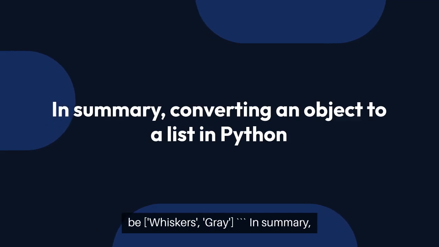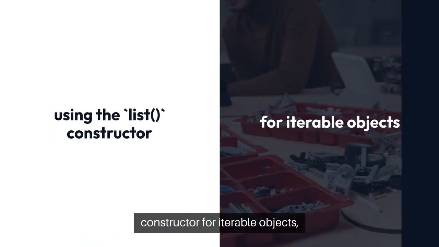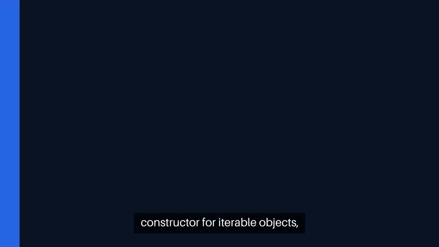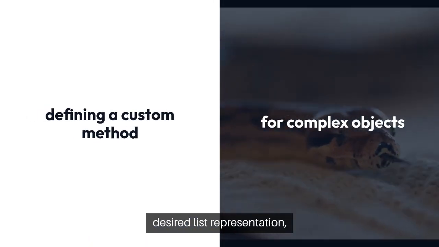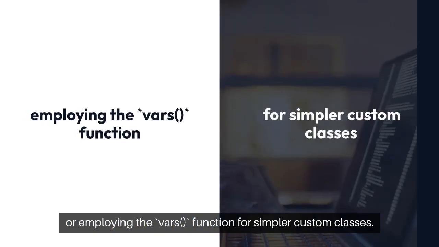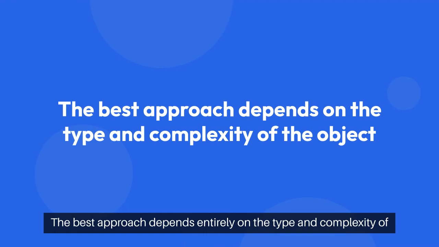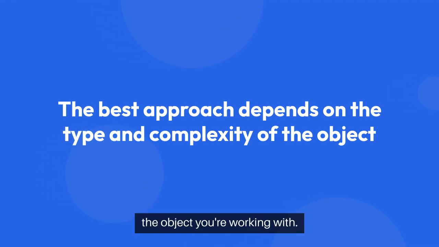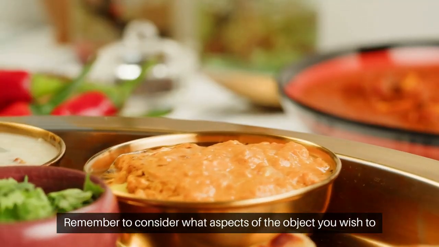In summary, converting an object to a list in Python involves using the list constructor for iterable objects, defining a custom method for complex objects to specify the desired list representation, or employing the vars function for simpler custom classes. The best approach depends entirely on the type and complexity of the object you're working with. Remember to consider what aspects of the object you wish to include in the resulting list.